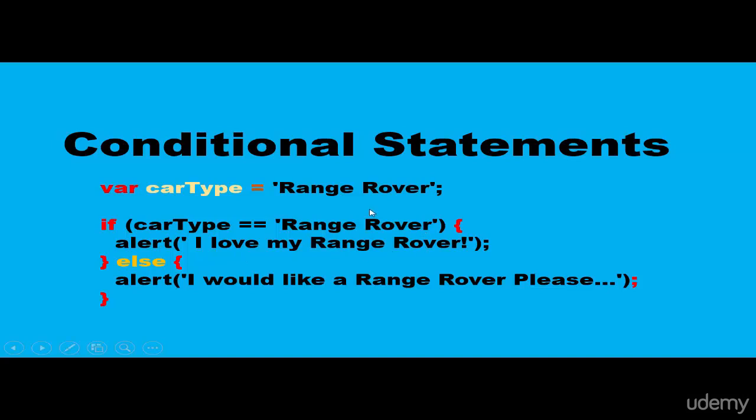If, for example, the name here is wrong, and this is changed to something else, then it will not match the value here. And then when the piece of code runs, it will now execute this second part because the first part is wrong. It will now execute alert, I would like a Range Rover, please.